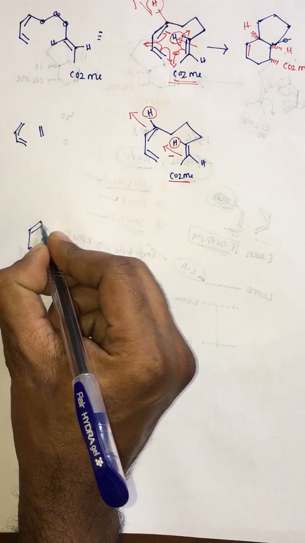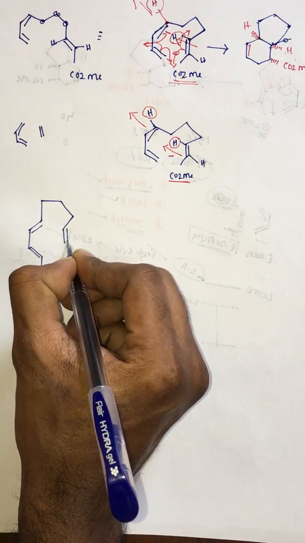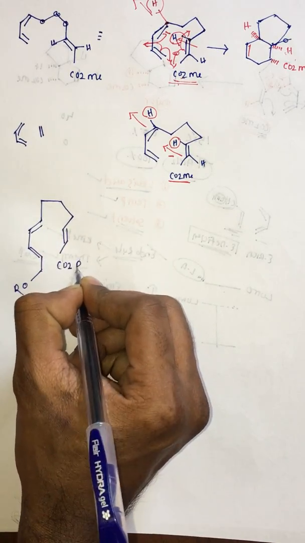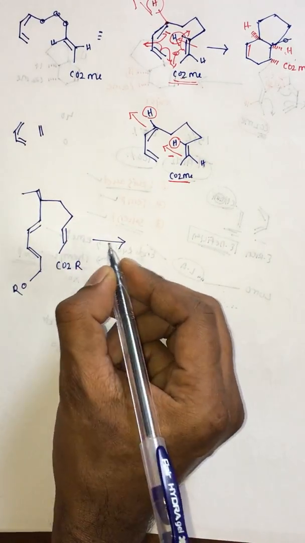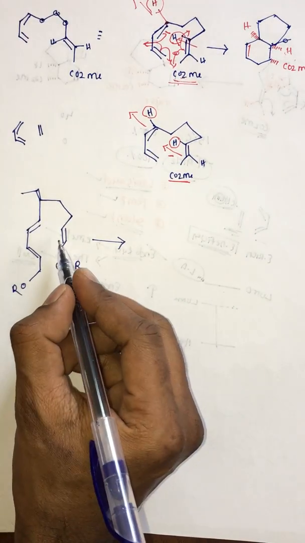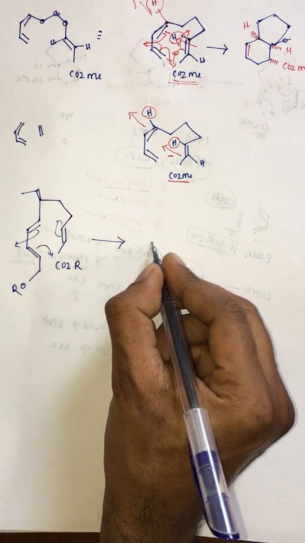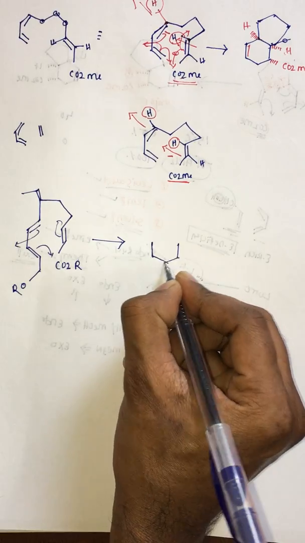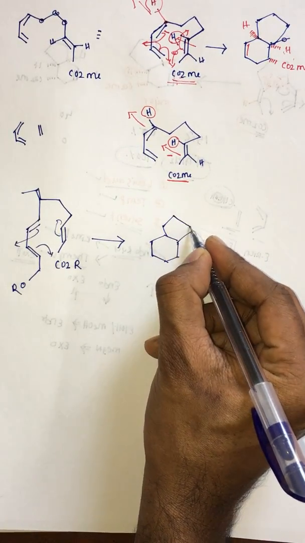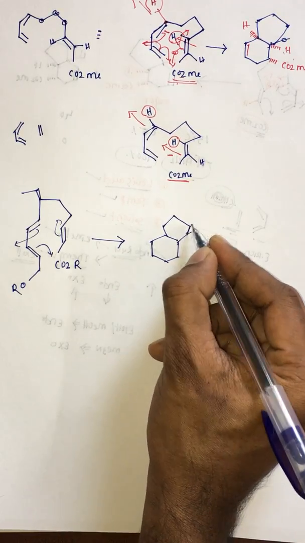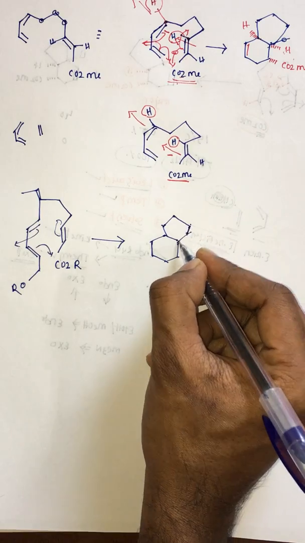Here, this one here. This goes this way and this comes this way. Here we have a 6-member ring and one 5-member ring. 1 2 3 4 5-member.